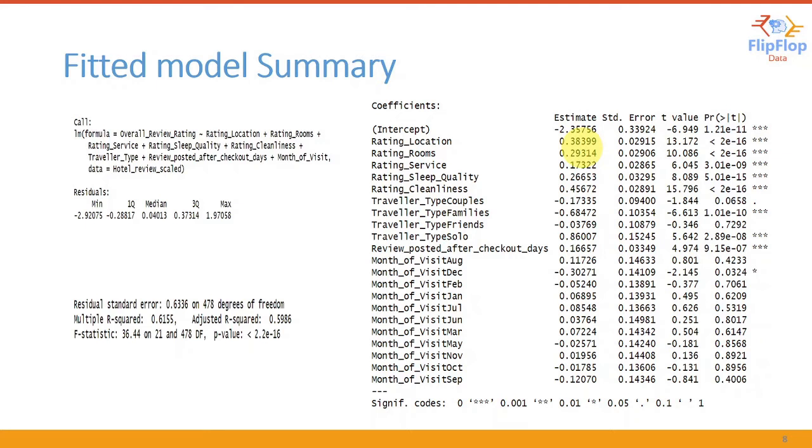Now moving on to the next interpretation. Do dummy variables like traveler type couples, traveler type families, traveler type friends, and traveler type solo affect the results? Again, if you observe very carefully, you will find that traveler friends is totally insignificant and traveler couple is also only very slightly significant. Hence, we can drop these two from our interpretation.